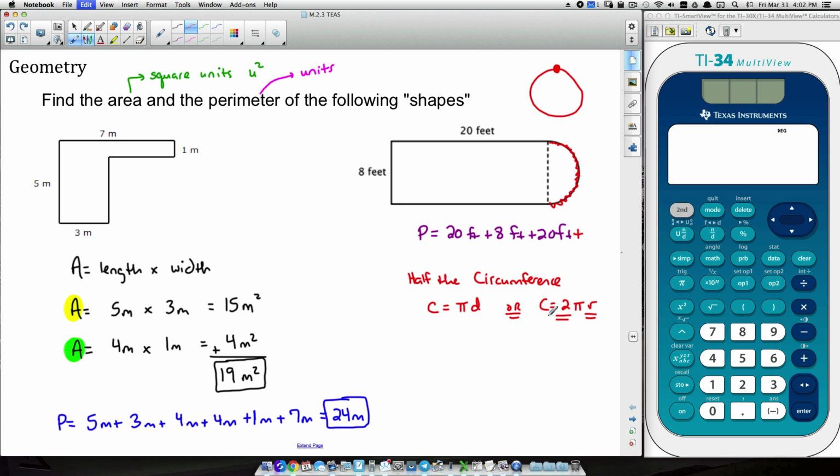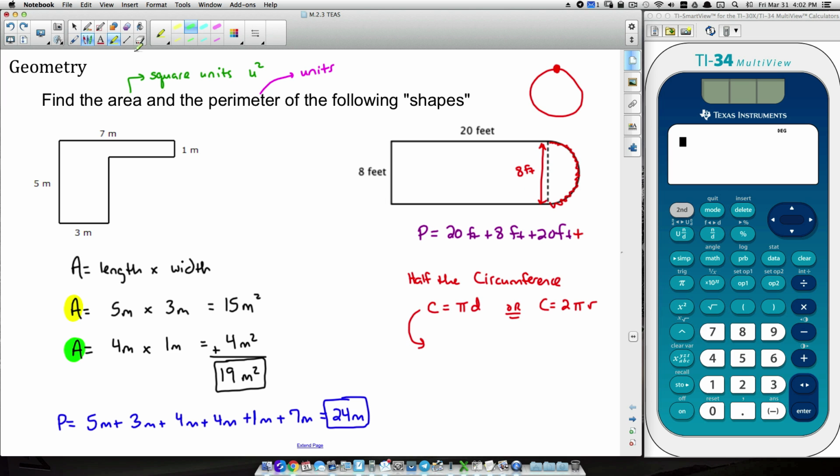Now, which formula do we want to use? It doesn't really matter. Well, we've got to have a diameter or a radius to find the circumference. To do that, this 8 feet is this length here. That length right there is also 8 feet. So from here to here, that's 8 feet. That is the diameter of that half circle. So let's use this formula right here.